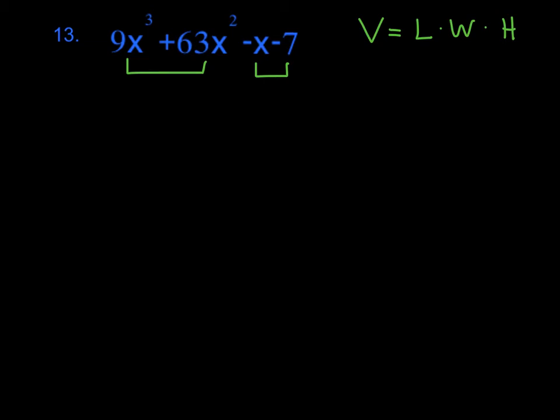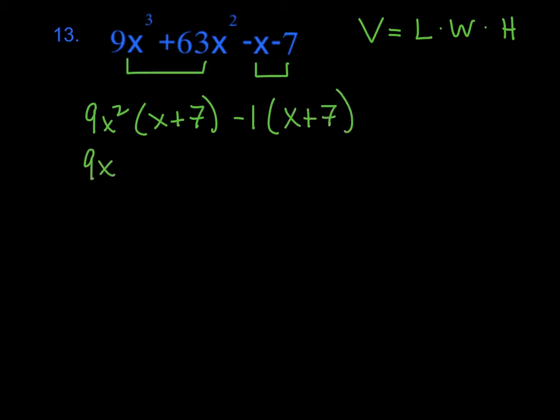All right, so let's look at the first two and say, well, what can we take out of there? So we can take out 9x squared, and that will leave us with x plus 7. And then in the second group, I can take out a negative 1, and I'm left with x plus 7. All right, so I have 9x squared minus 1 and x plus 7. So then you say to yourself, now wait a minute, I only have 2 factors, and I'm supposed to have 3.